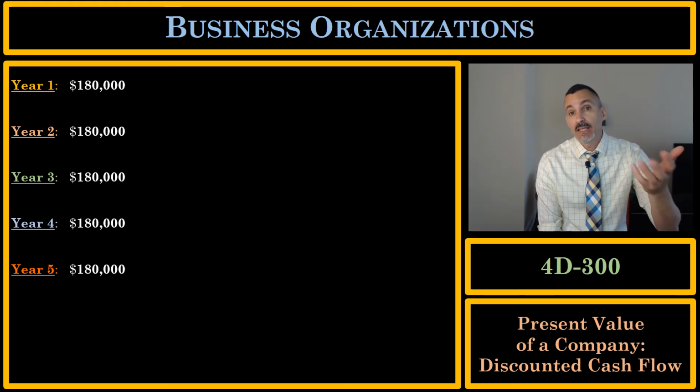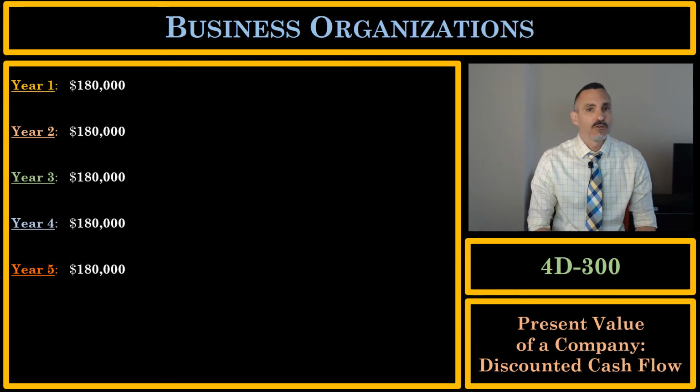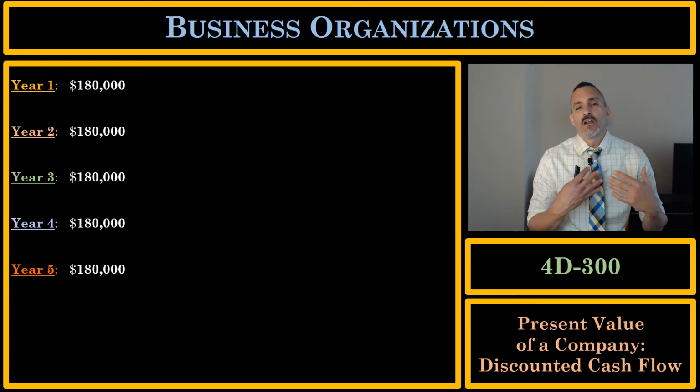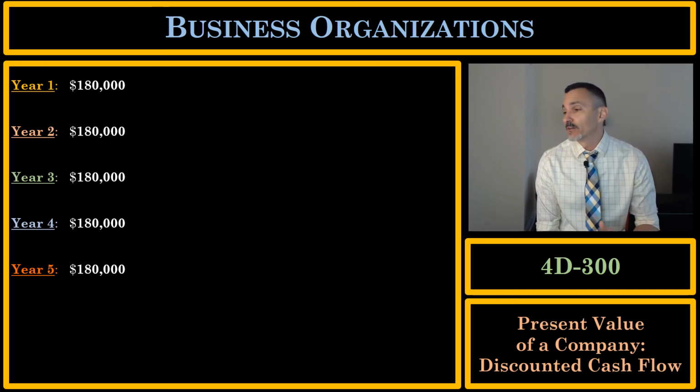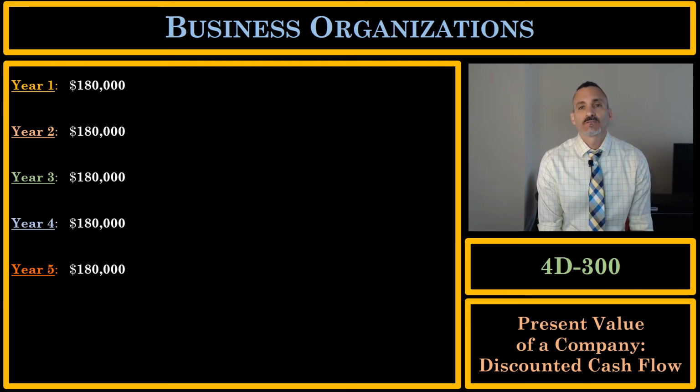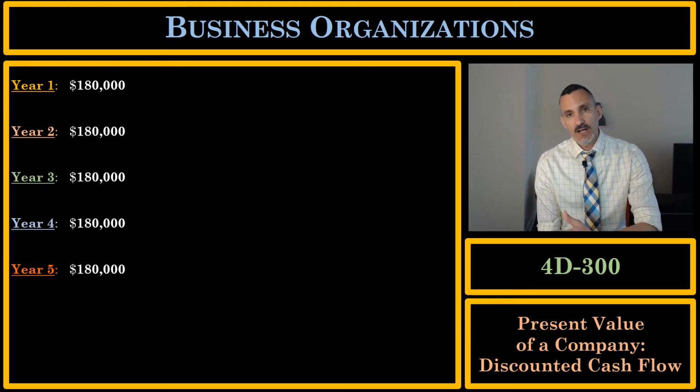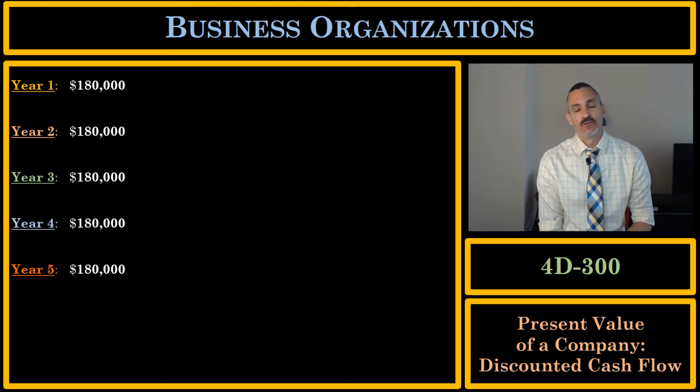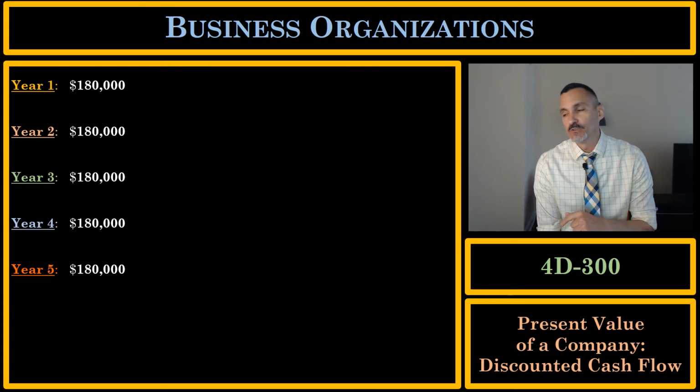And so I've just made these up. Let's just assume that we have looked at the company's books, we've looked at the market, we've looked at the business, and we say, you know what, we think this company over the next 5 years is going to make $180,000 each year for the next 5 years. Cash flow of $180,000 each year for the next 5 years. So the question is, if we assume that we're going to have this future cash flow over the next 5 years, how much are we willing to pay for the company today?